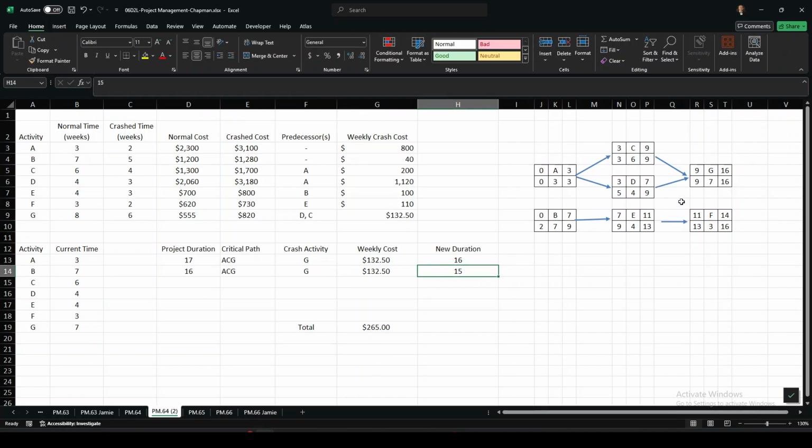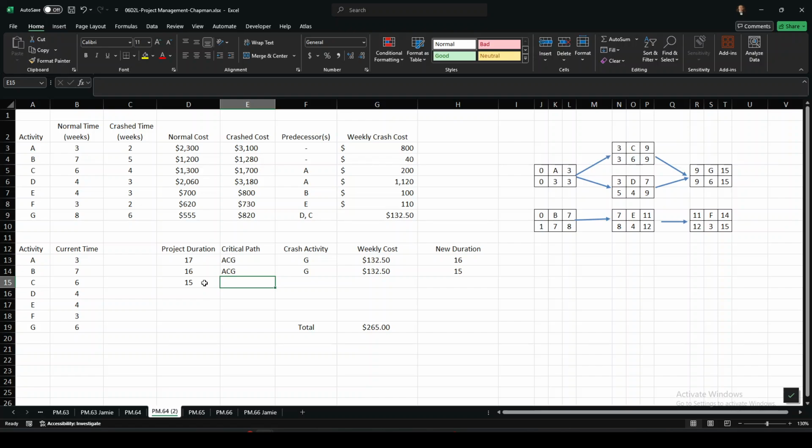If we look at the duration here, I'm going to crash it to 6 over here, and this is going to feed into my diagram over here. Now, because G is 6, we've crashed it twice. It started at 8. We've crashed it down to 6. The duration is now 15 weeks overall. This is good, but we need to go a little bit more. We need to get to 14.